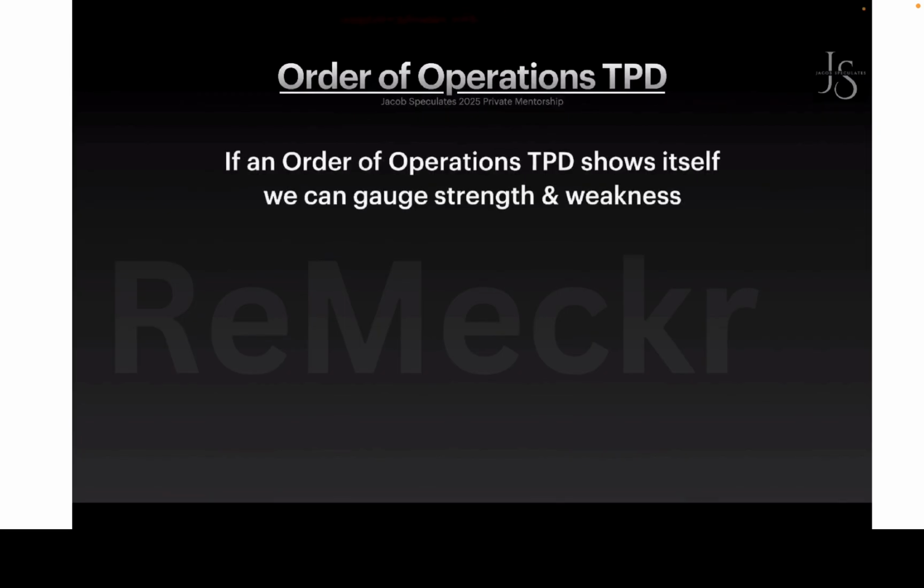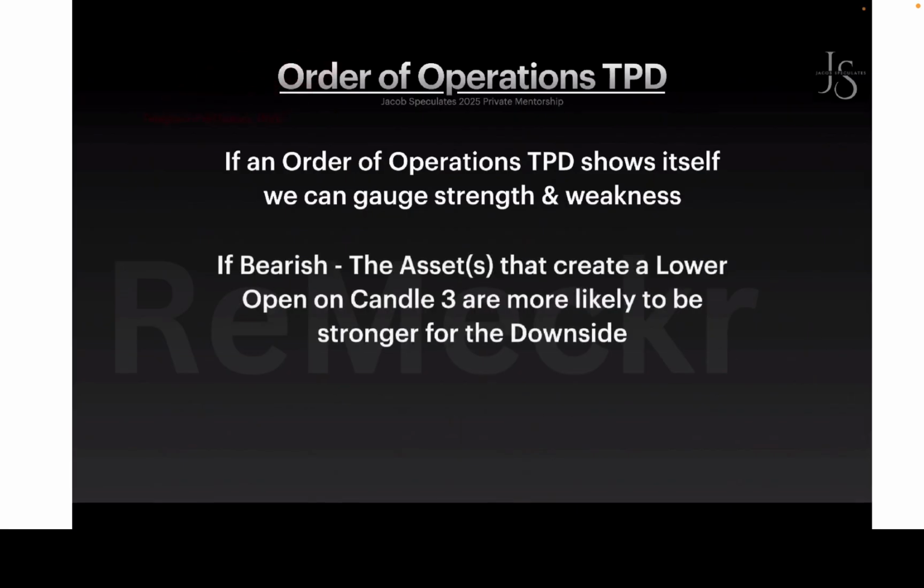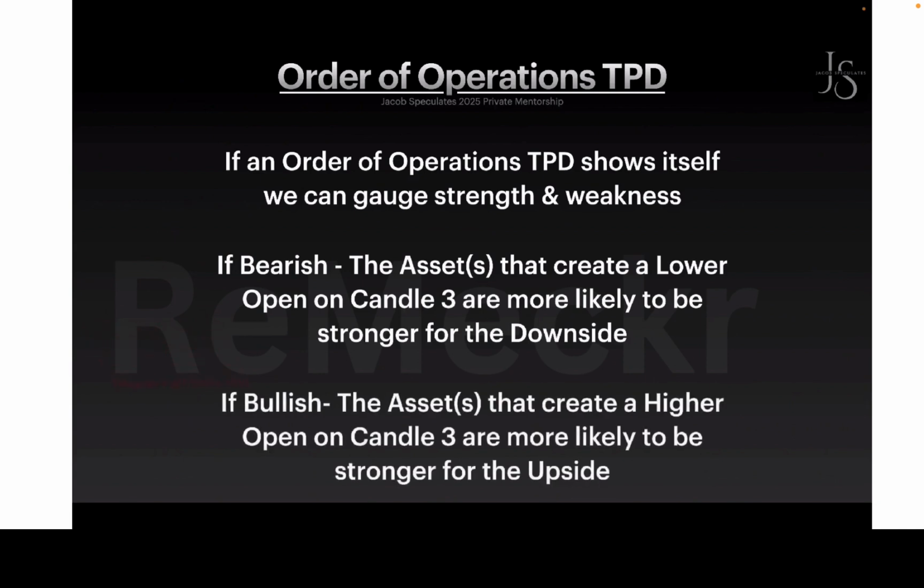If an order of operations TPD shows itself, we can gauge strength and weakness. If bearish, the asset or assets that create a lower open on candle 3 are more likely to be stronger for the downside. If bullish, the asset or assets that create a higher open on candle 3 are more likely to be stronger for the upside.